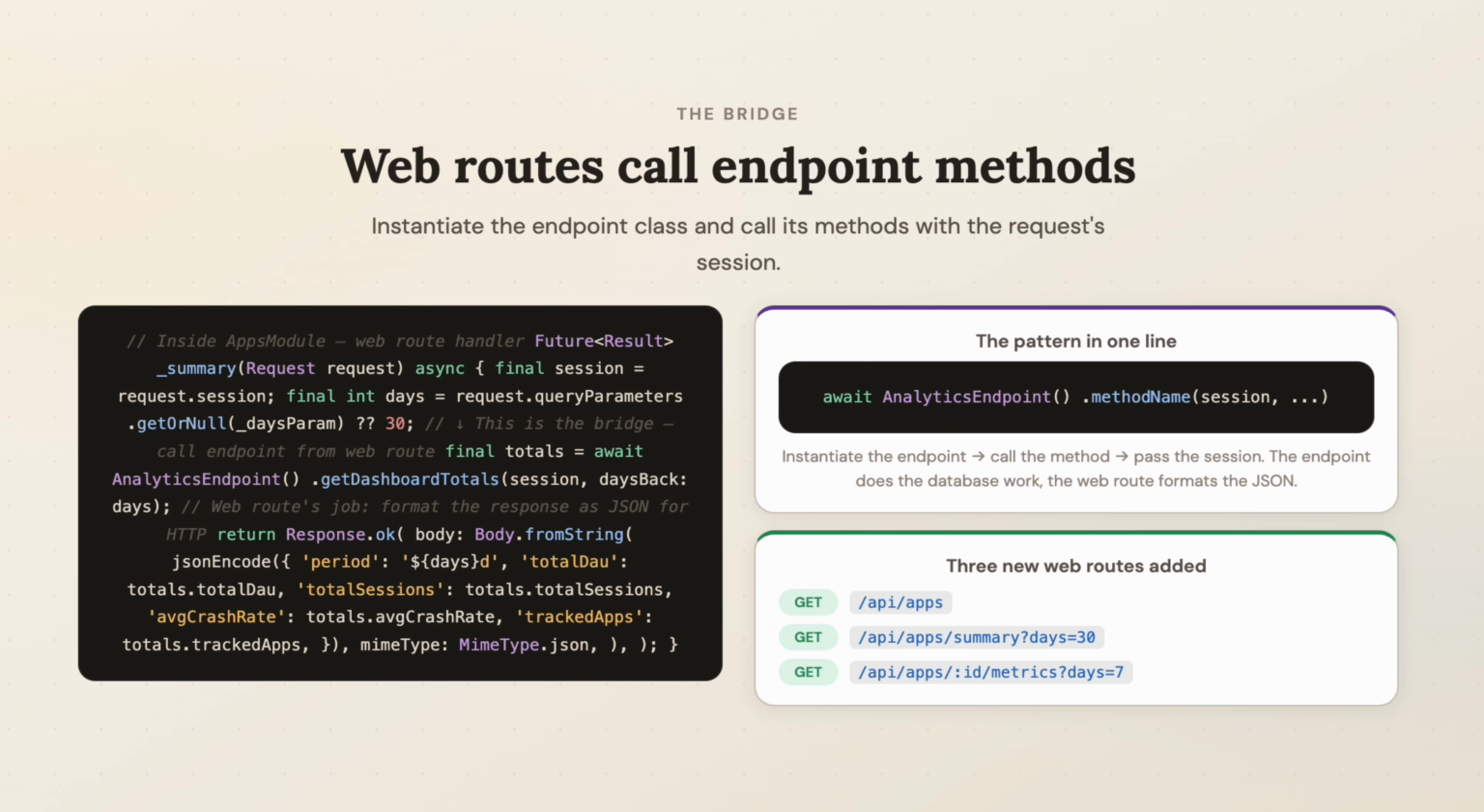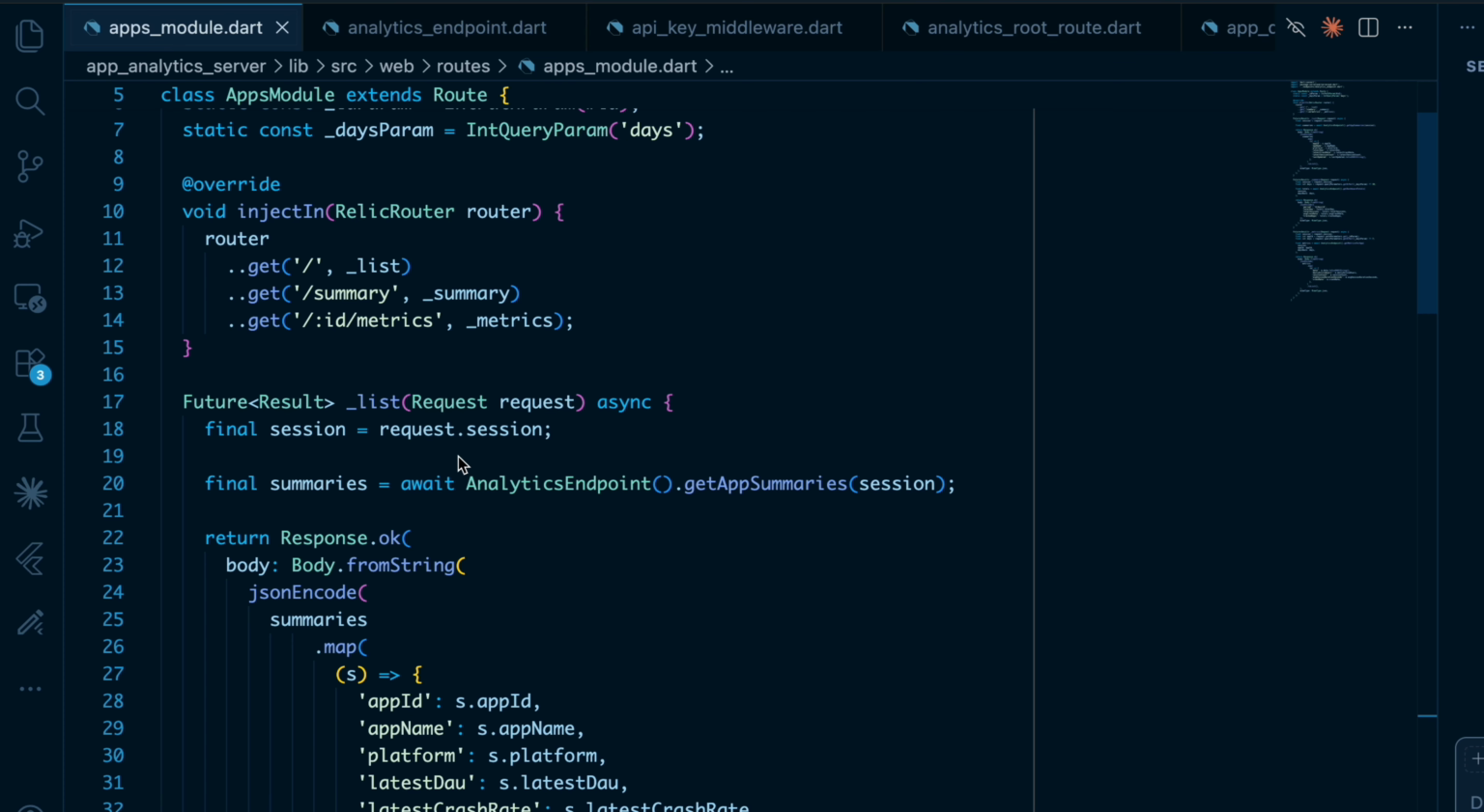Now let's try and call our endpoints from web routes. Here is where the architecture really pays off. We'll update our web routes to call the endpoint methods instead of querying the database directly from the web routes. This means all the query logic lives in one place, the endpoint, and the web route just handles the HTTP formatting. So back to our apps module. Remember what we did previously? Now we're going to switch it up and call the endpoints themselves.